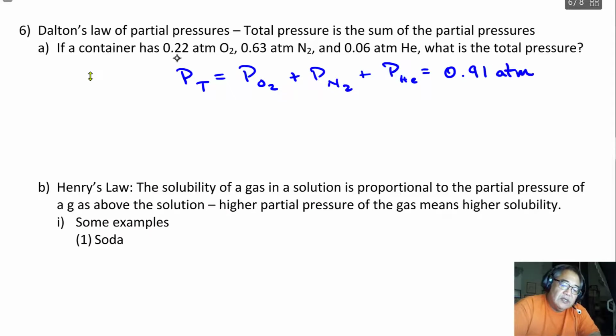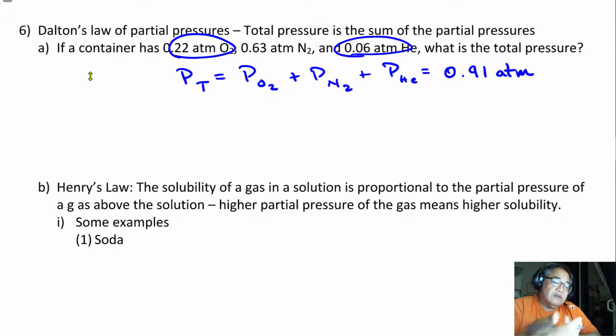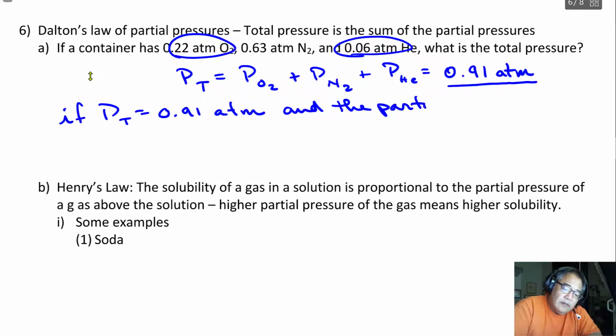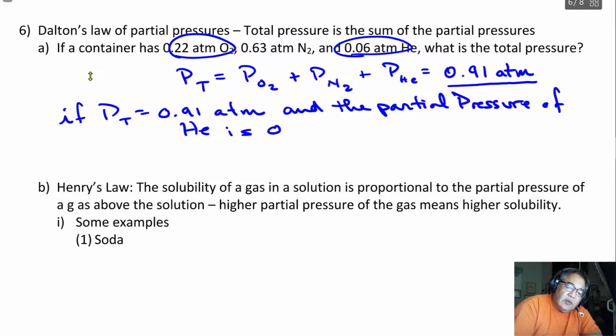Now, the partial pressure of oxygen is 0.22 atmospheres. The partial pressure of helium is 0.06 atmospheres, etc. To know the partial pressure, you just read what its pressure is. Now let's say I changed the amount of helium, right? And I wanted to know what the partial pressure of oxygen was. So let's say the total pressure is 0.91 atmospheres, and then the partial pressure of helium is 0.31 atmospheres. What are the pressures of oxygen and nitrogen combined?